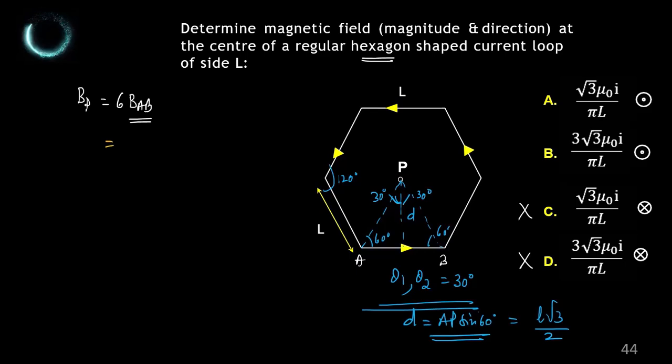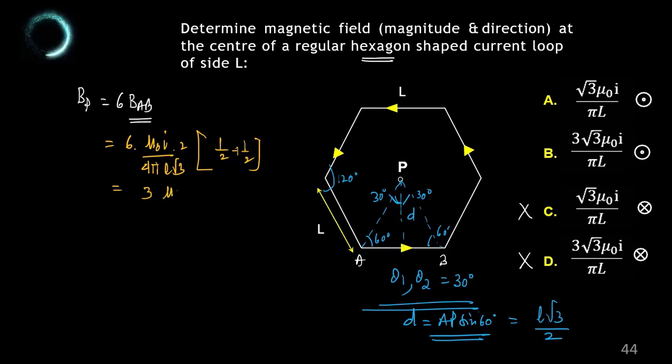So it should be 6 times mu naught I by 4 pi D. D is L root 3 by 2, into sine 30 plus sine 30. Sine 30 means half plus half, that means this bracket is 1. So ultimately we are getting 2. So 2 means mu naught I by pi L root 3, that means root 3 mu naught I by pi. That will be our answer, the magnetic field at point P.